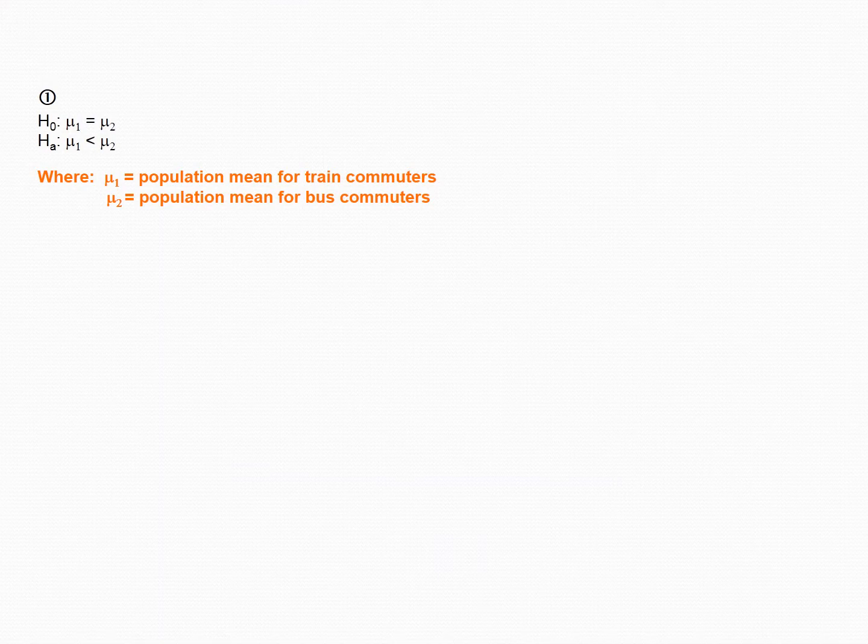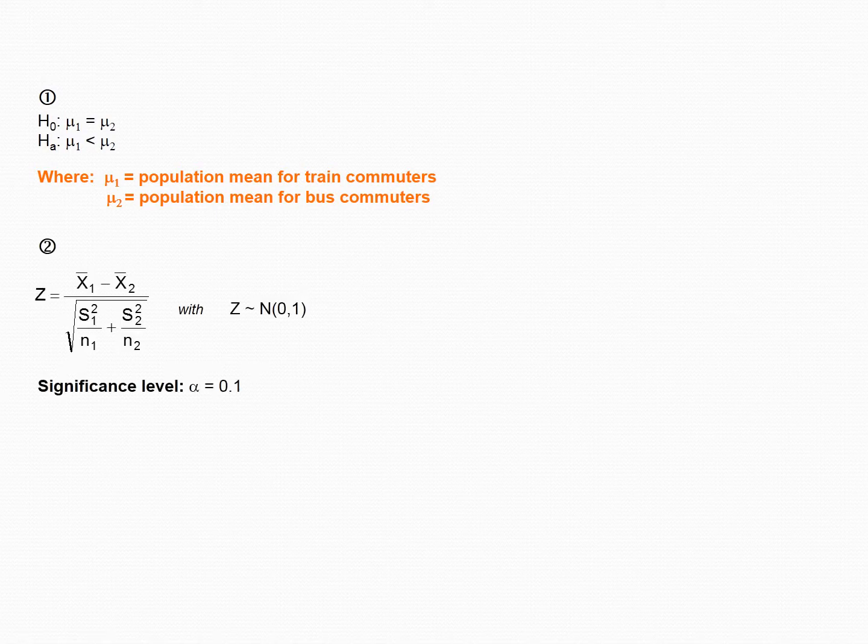So in step 1, in our null hypothesis, we state that μ1 is equal to μ2, and in the alternative that μ1 is less than μ2. We can define μ1 as the population mean for train commuters and μ2 as the population mean for bus commuters. Step 2, write down the formula for your test statistic, you give the distribution, and you write down your significance level. We can then calculate the Z value in step 3.